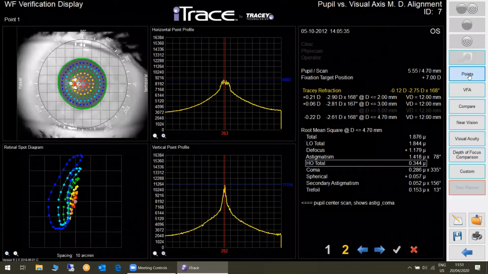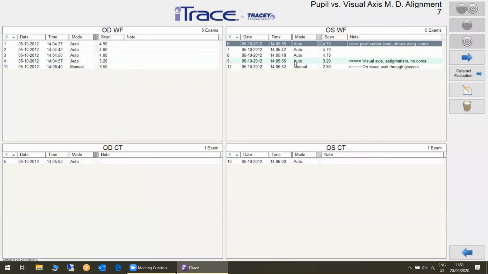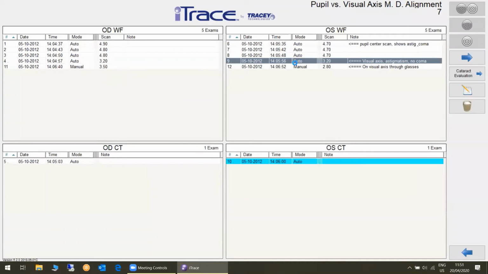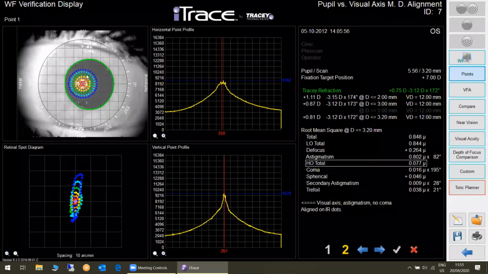And this is the second part where I think the iTrace is exceptionally good. Because this is what all the other systems do. Your IOL masters, OCTs, they measure automatically. And why is it that they measure automatically? Because they have an eye tracker on board and they measure in the middle of the pupil. But the iTrace is the only system on the market which automatically will measure on the visual axis.